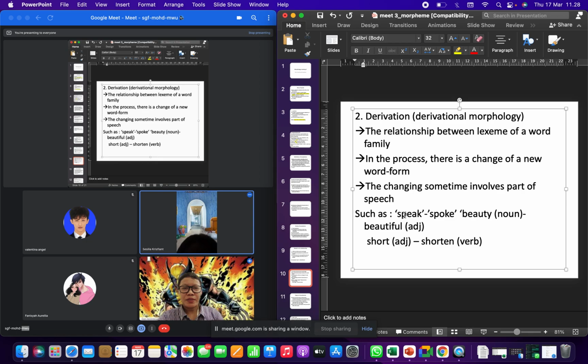Yeah. So sometimes some morpheme can have two forms. It can have derivational morphology and also inflectional morphology. It depends on the word, or it depends on the morpheme. Yeah, yes, of course. Yeah, of course, Fanny.